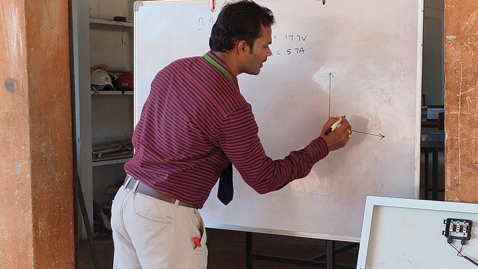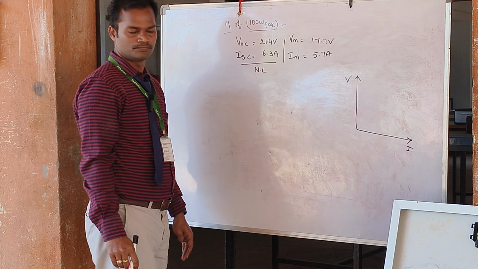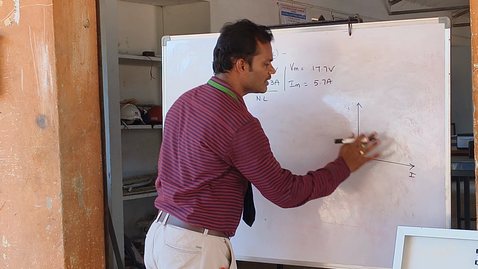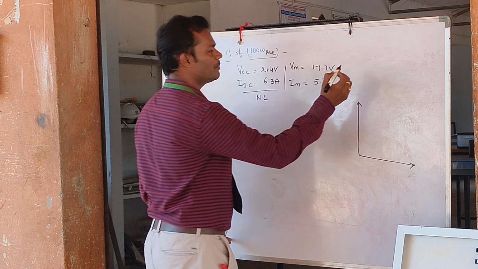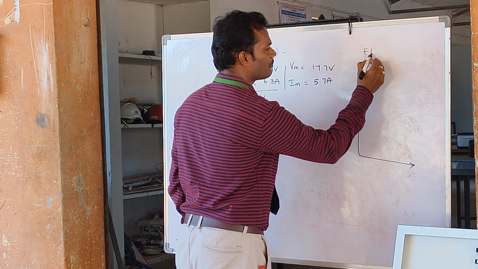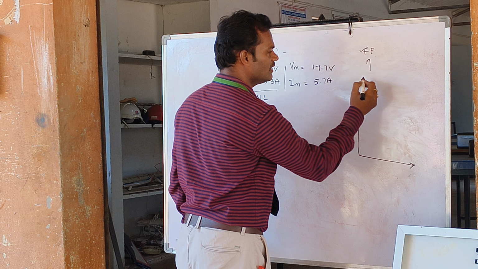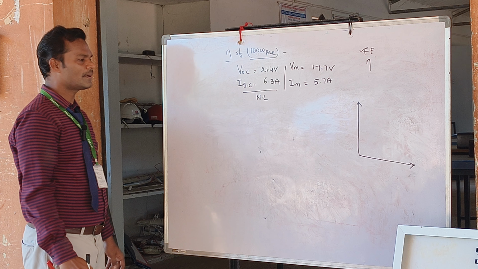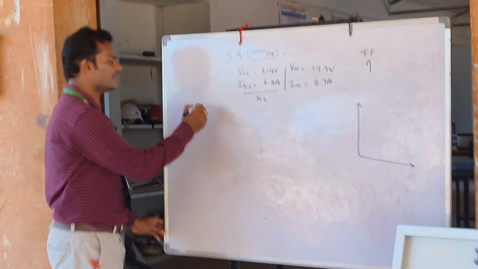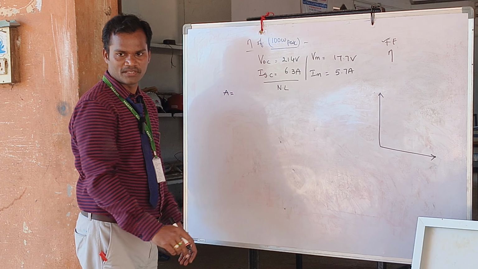So we need to find out the IV plot of this solar panel. Let's try to plot how the characteristics are going to change. We need to find out three parameters for performance evaluation: one is the fill factor, next is the efficiency, and next is the IV characteristics. To find these out, let's first find the area occupied by our solar panel.